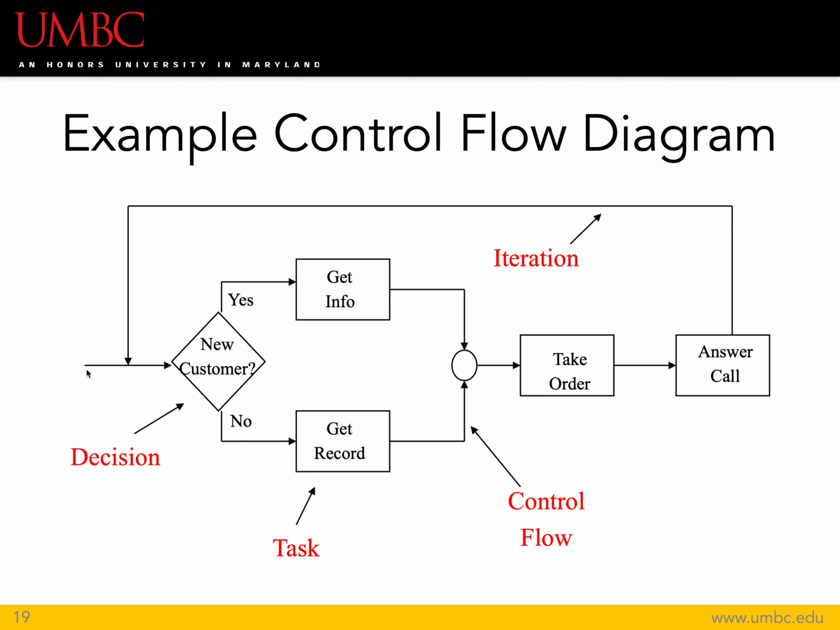So in this particular case, we're deciding very early on if there is a new customer or not. And if there is a new customer, then we get the info from the customer and then we take their order. If there isn't, then we have to get the record of the existing customer from the database somewhere, and then we take their order. And that's essentially what's showing on this particular control flow diagram.